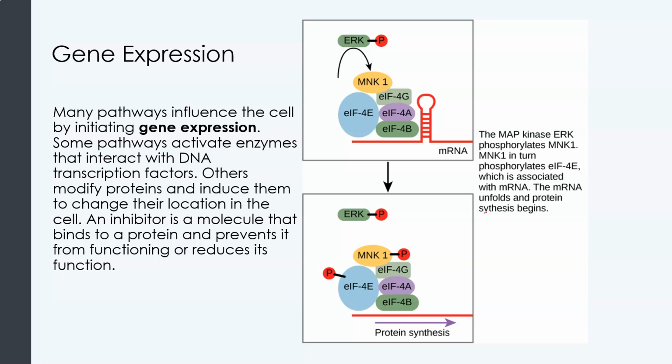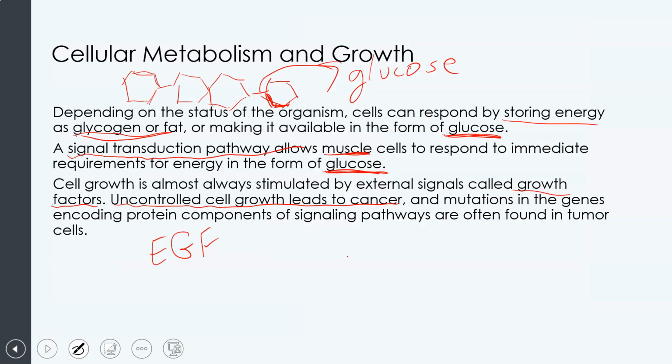Okay, so the MNK1 phosphorylates ELF4E, which is associated with messenger RNA, and the phosphorylated ELF4E signals the messenger RNA to begin transcription, or the process of making a protein.